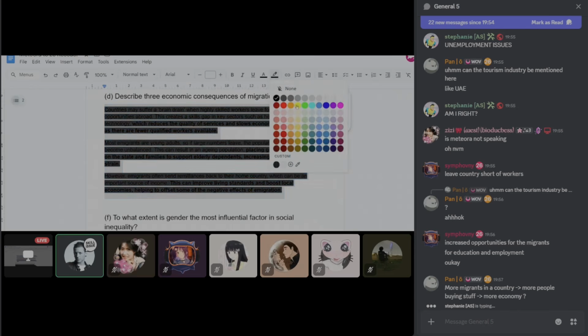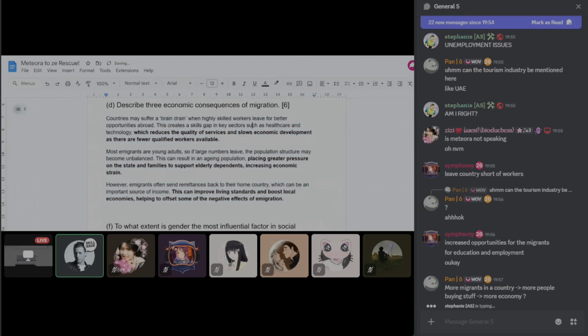and let's read them. Countries may suffer a brain drain where highly skilled workers leave for better opportunities abroad. This creates a skills gap in key sectors such as healthcare and technology, which reduces the quality of services and slows economic development as there are fewer qualified workers available. Remember, we have to consider the economics of both countries: the ones from which they emigrate and the ones to which they migrate.